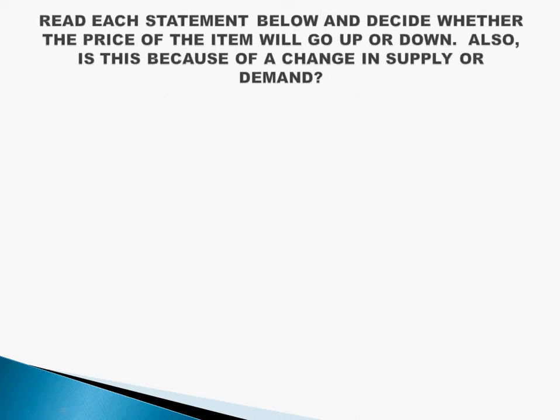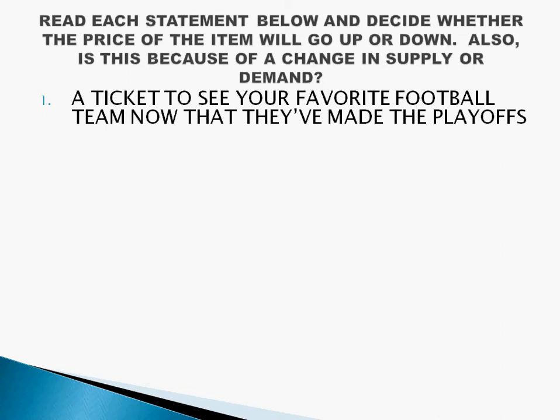I want you guys to read each statement below and decide whether the price of the item will go up or go down. Also, is this because of a change in supply or demand? And you're going to circle for each question number 1 through 5, price up or down. So you'll circle the up arrow or the down arrow. And then you'll circle, is this because of demand or supply? So one of those two choices.